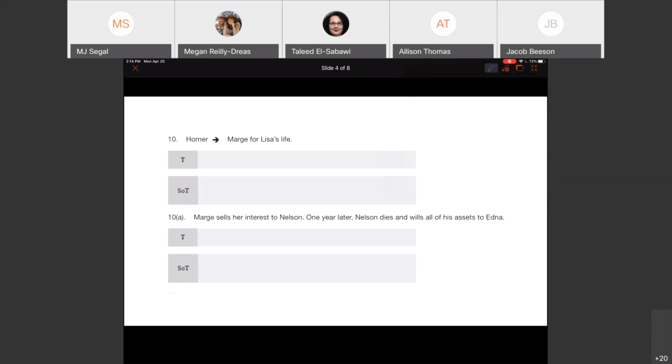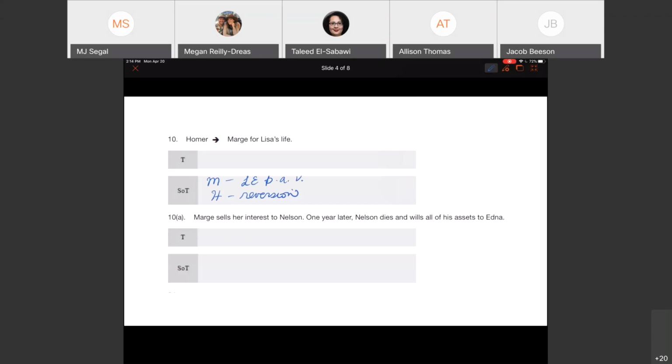Okay, problem number 10. The reason I wanted to highlight this problem is I wanted to talk about transferring interests. So here we have Marge has a life estate per autre vie. Poor autre vie. And Homer has a reversion here, right?